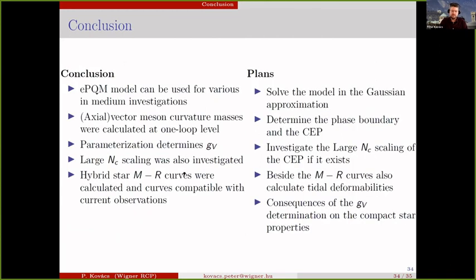We can do different kinds of investigations in our model. We can use it for large Nc scaling, we can investigate hybrid stars, and of course we can investigate the in-medium properties of different mesons. And of course we have plans to further improve our approximation, and calculate different quantities like tidal deformabilities in the model, etc.